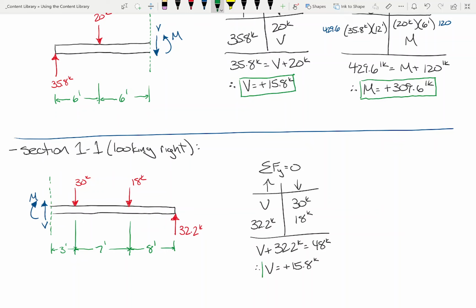The beam does not care how we analyze it. The answer is the answer. So if you're on a homework or if you're on an exam and you're unsure about your answer this way, do it this way. You should get the same answer. You should get the same number. Okay? Sum moments. I did that again.